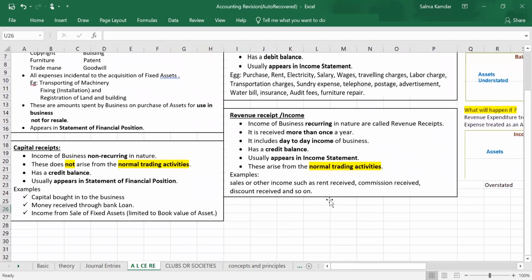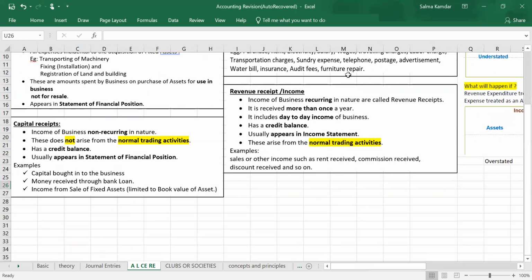Yes. Come on, let's talk about capital receipts and revenue receipts. What is a capital receipt?